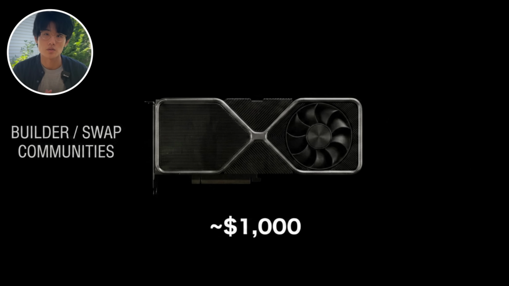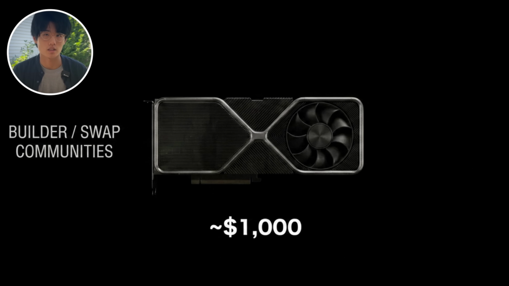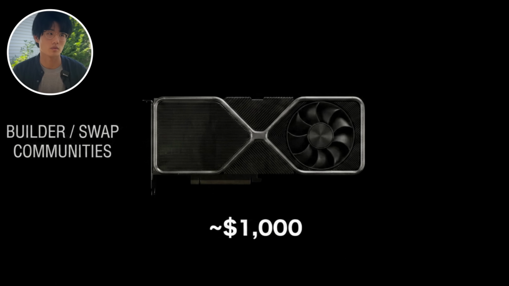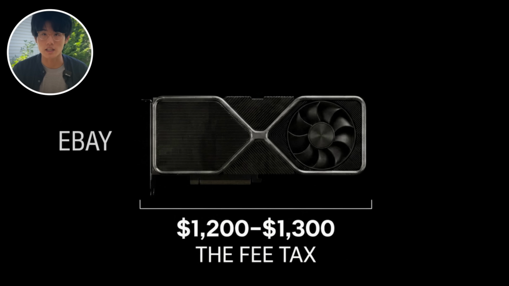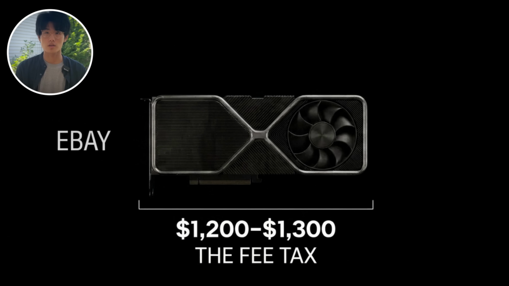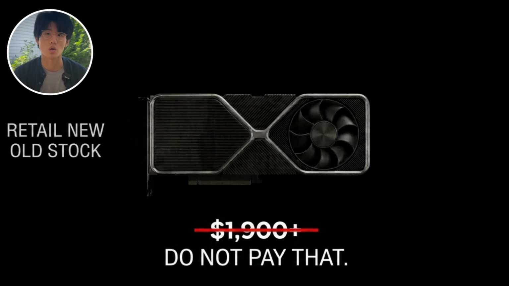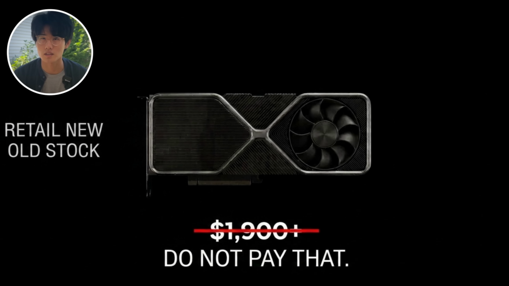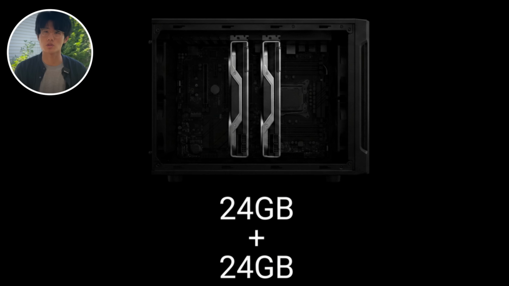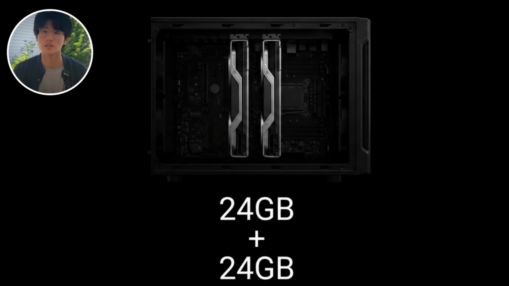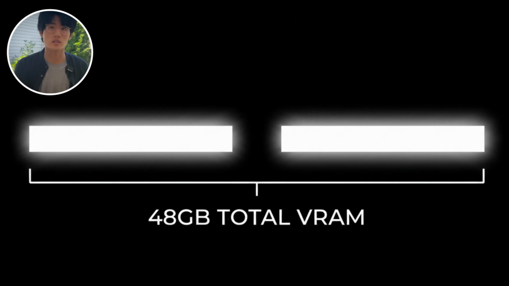On the swap communities where builders actually trade with each other, most of these go for right around $1,000 to $2,000. On eBay, the asking price runs $1,200 to $1,300, and that's the fee tax. And retail sites still list new old stock at $1,900 plus. Do not pay that. This play only makes sense used, and the closer you buy to an actual builder, the better the price. Stack 2 of them and you have 48 gigs of fast memory.